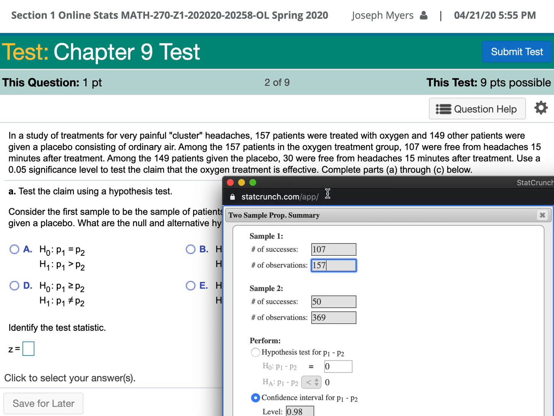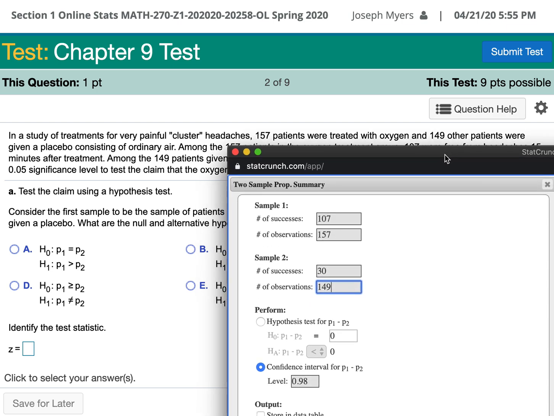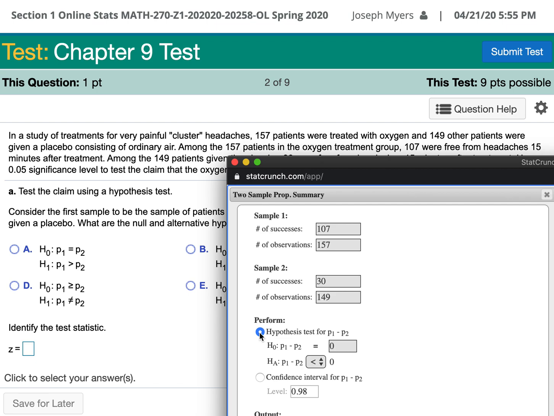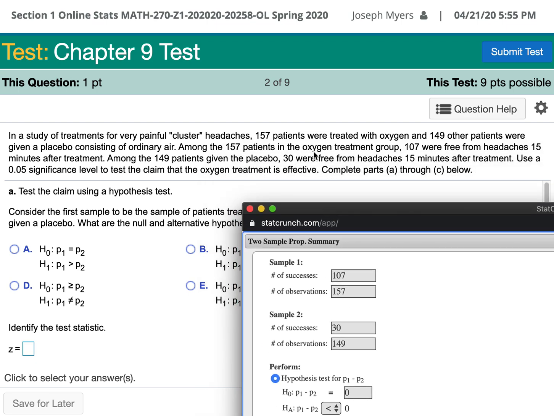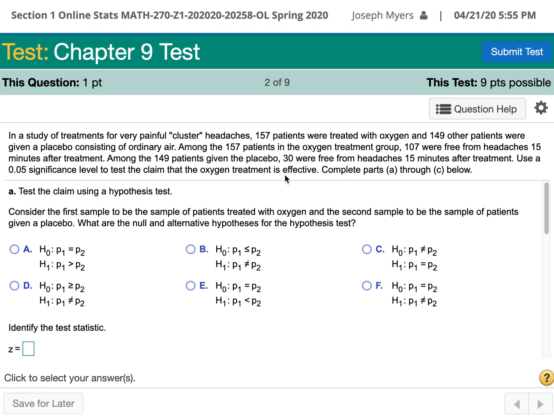In the placebo group, 30 were free of headaches. So there were 30 successes out of 149 observations. And we want to perform a hypothesis test. And we want to have the hypothesis that the claim is that the oxygen treatment is effective, meaning that the first sample would have a higher proportion that were free from headaches. So P1 should be greater than P2. So it would be the first one.